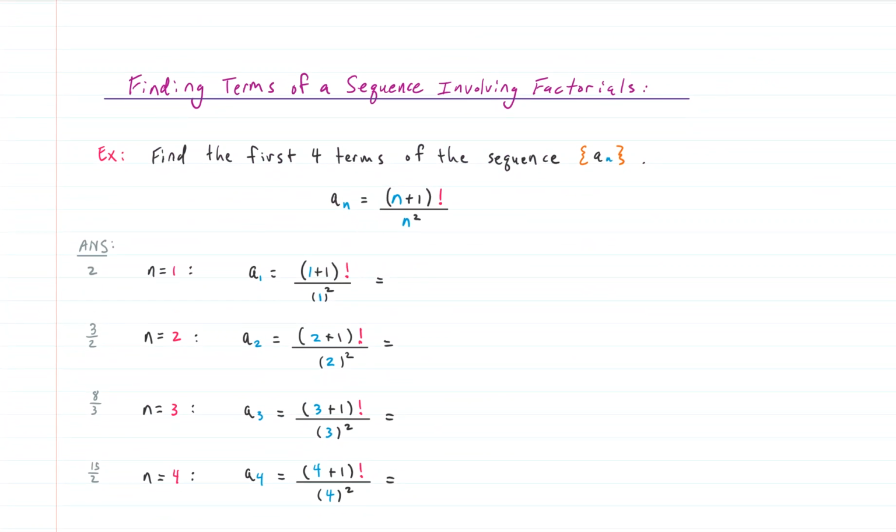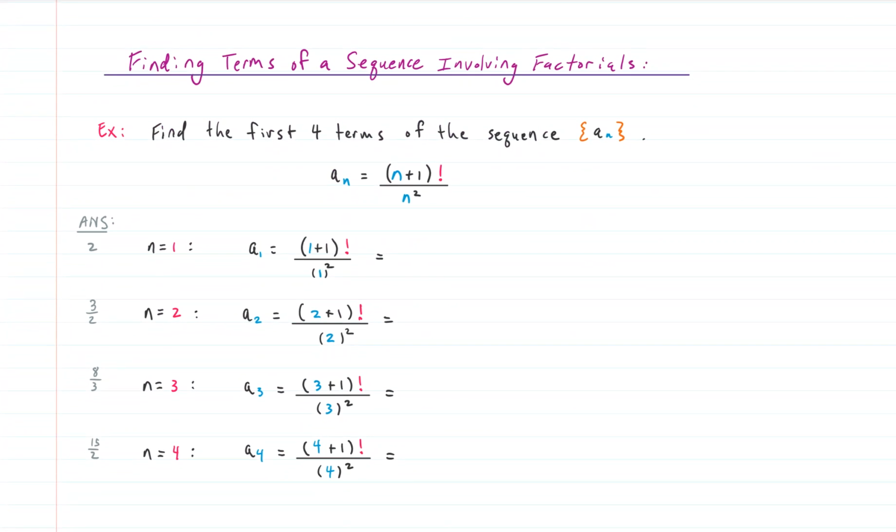Finding terms in a sequence involving factorials. So for example, find the first 4 terms of the sequence a sub n. And here's the general form of the sequence. Here, a sub n equals a fraction. In the numerator, n plus 1 quantity factorial, and in the denominator, n squared. Again, I've put the answers on the left in gray, so if you want to stop right now and work them out by hand and then see if you got it right, and then continue on, you're welcome to.